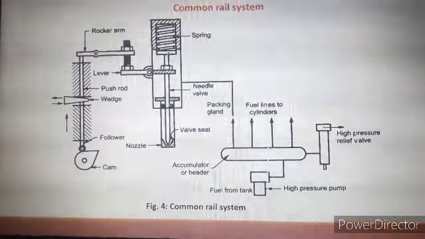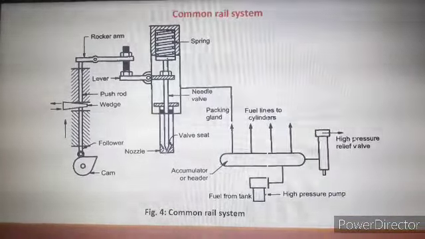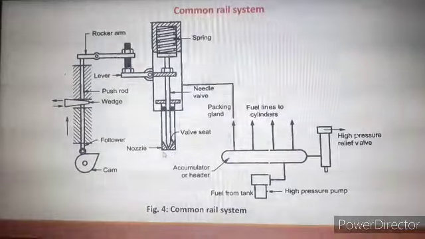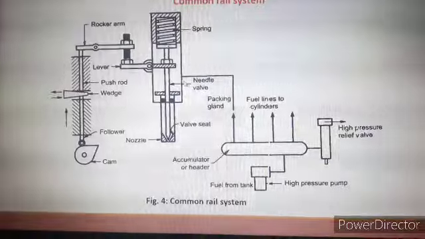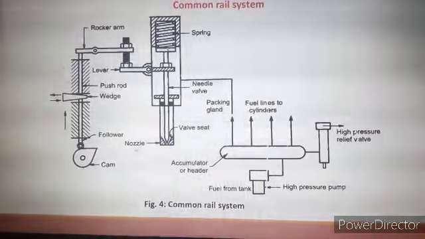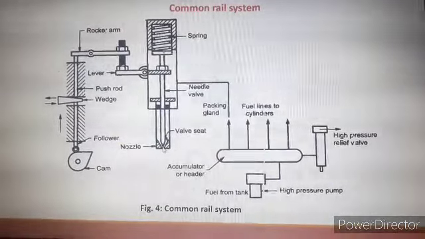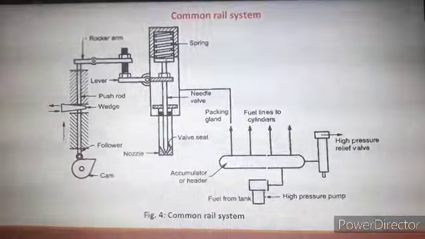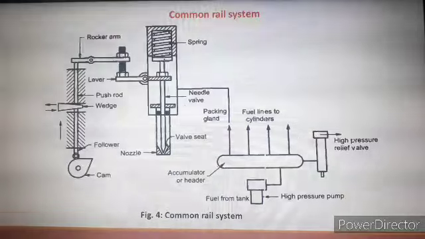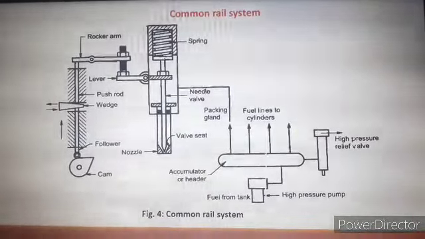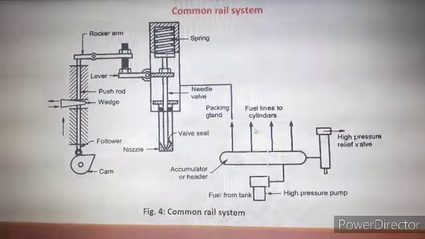Now this mechanism is used for operation of the valves as well as to supply the fuel to the engine cylinder through this nozzle. It consists of this rocker arm, spring system, needle valve and valve seat, and the nozzle, that is the fuel injector nozzle, through which we can send fuel directly to the engine cylinder. Now, this common rail system is mostly used for multi-cylinder diesel engines, that is a minimum of 3 cylinders or more than 3 cylinders.